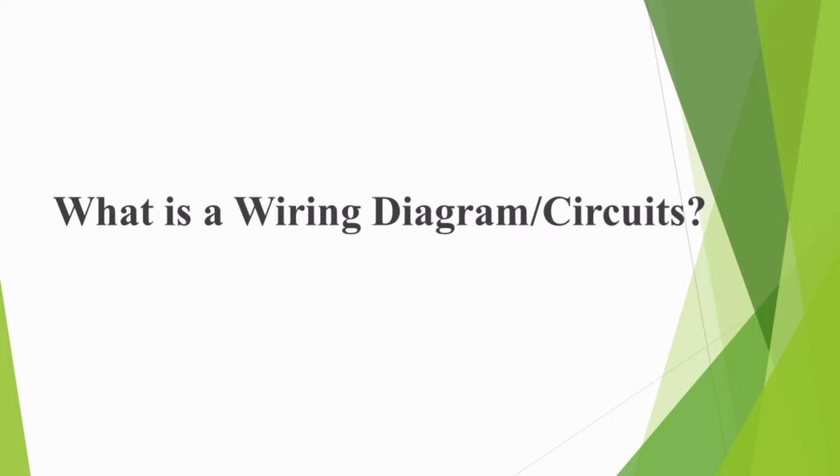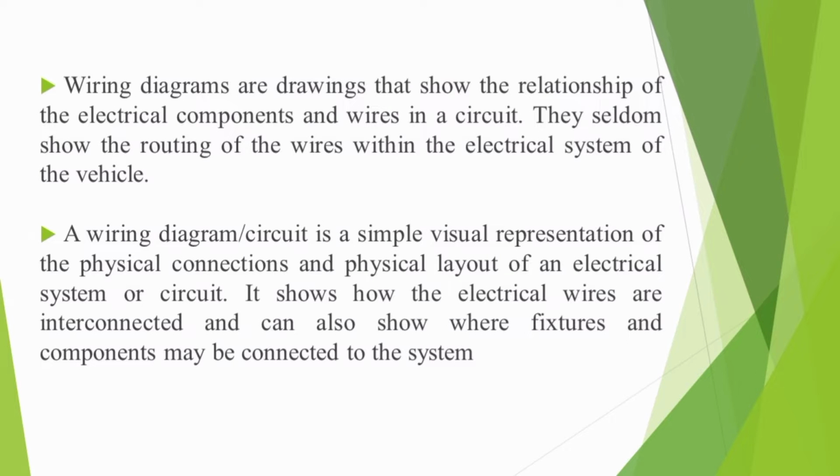What is a wiring diagram or circuit? Wiring diagrams are drawings that show the relationship of electrical components and wires in a circuit. They seldom show the routing of the wires within the electrical system of the vehicle.